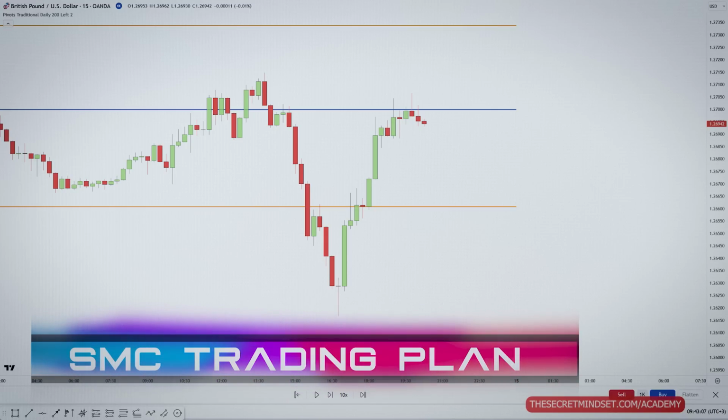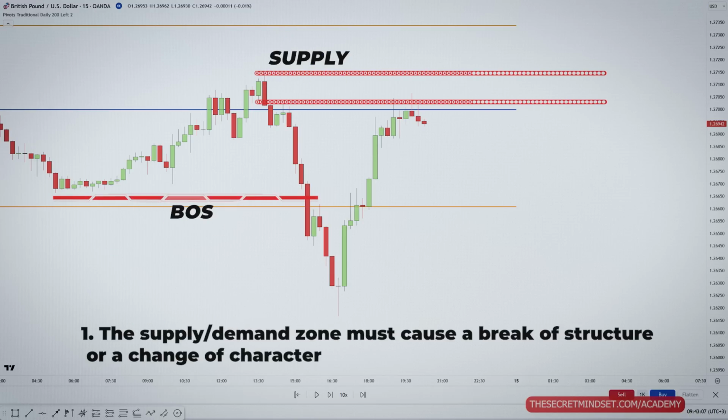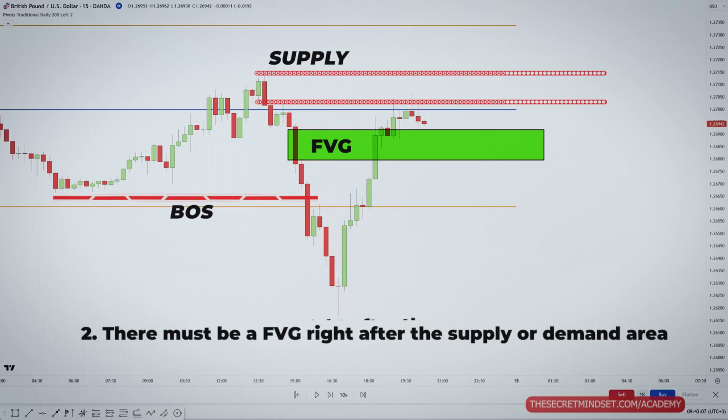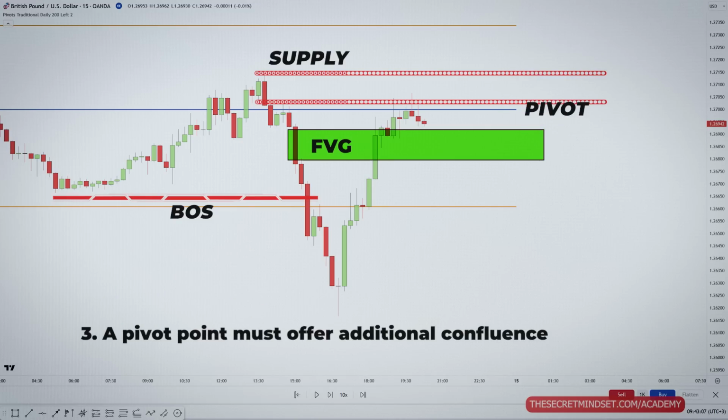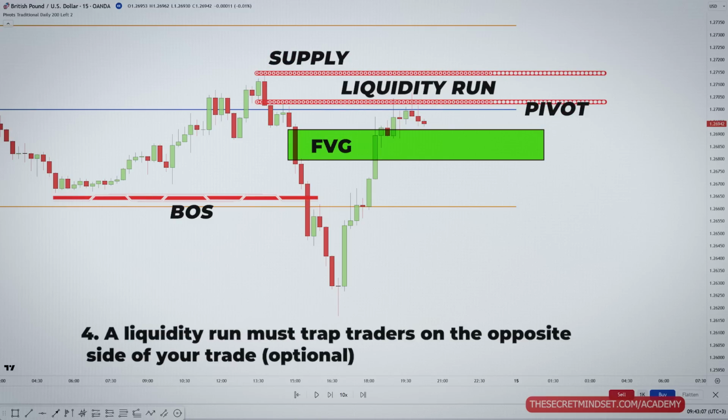main rules of our trading plan. First, the supply or demand zone must cause a break of structure or a change of character. Also, there must be a fair value gap right after the supply or demand area. Also, a pivot point must offer additional confluence. We'll talk later about their importance. And a liquidity run must trap traders on the opposite side of your trade. This one is optional, but if you can find it, it increases the chances in your favor.